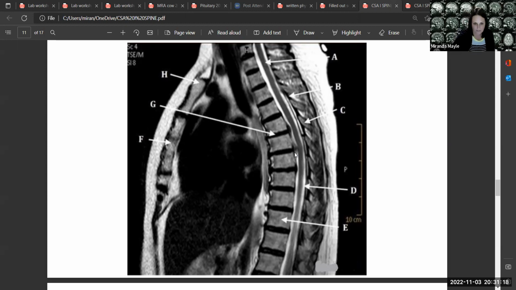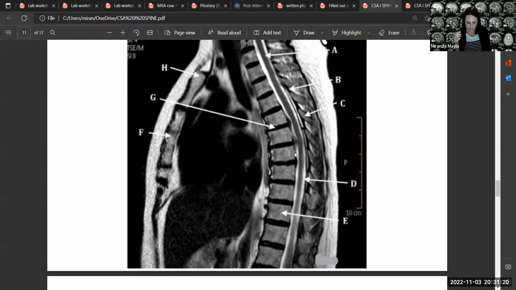All right. I think that was everything on there. Oh, well, what is F? I missed F. Body of sternum. Sternum. Good. Yep.